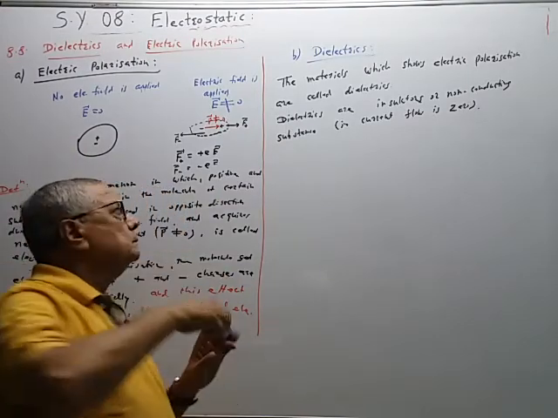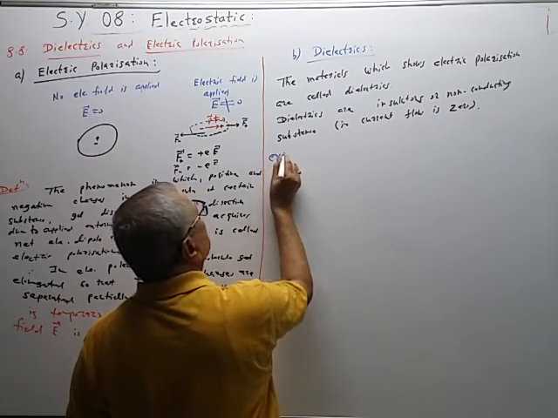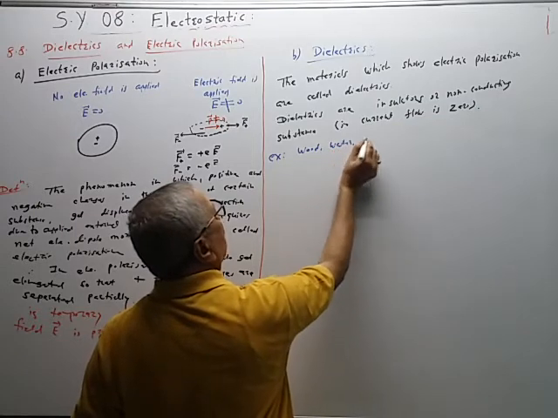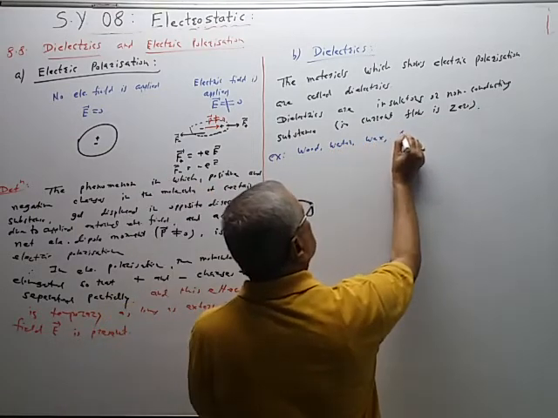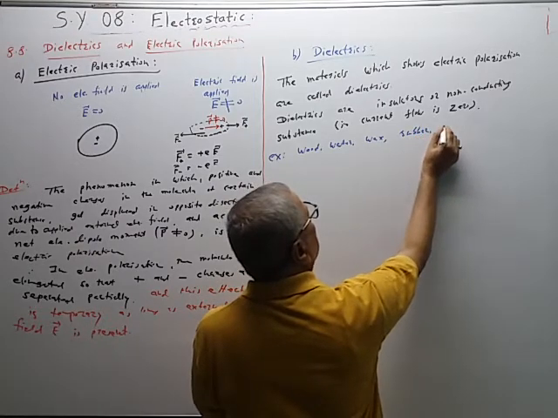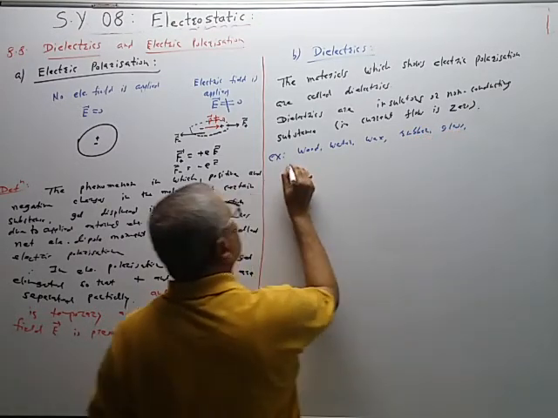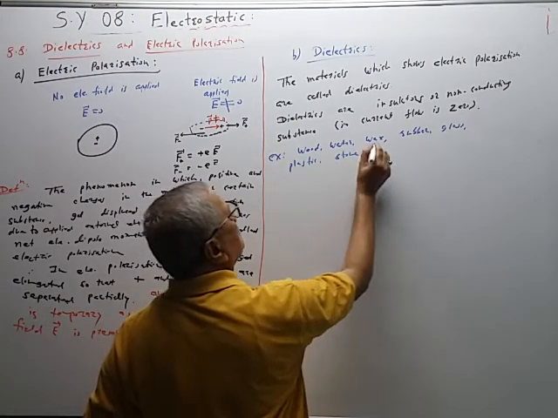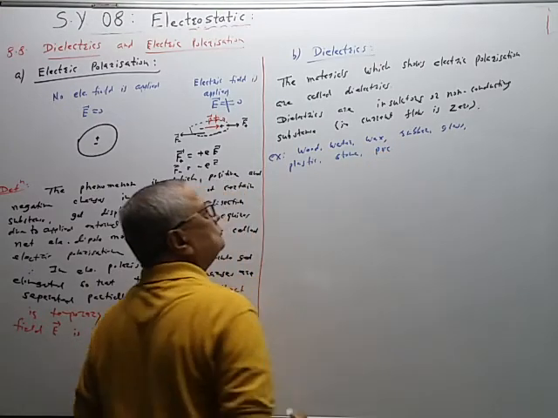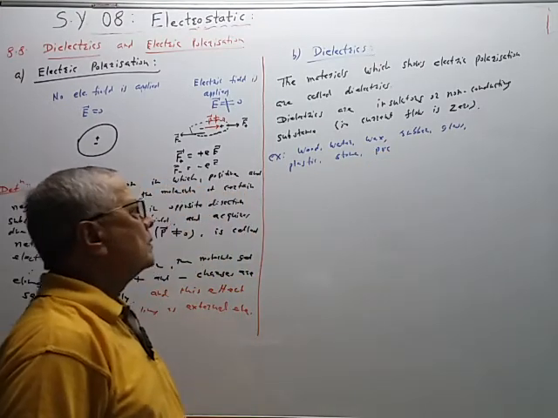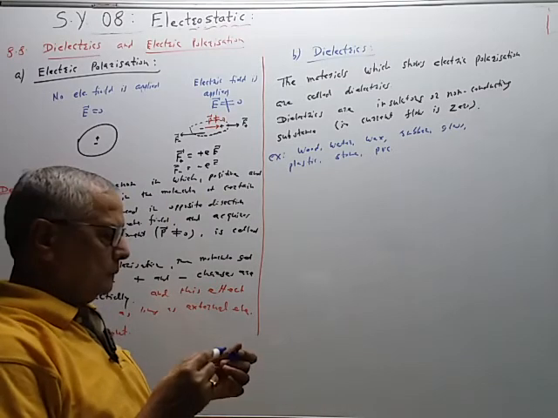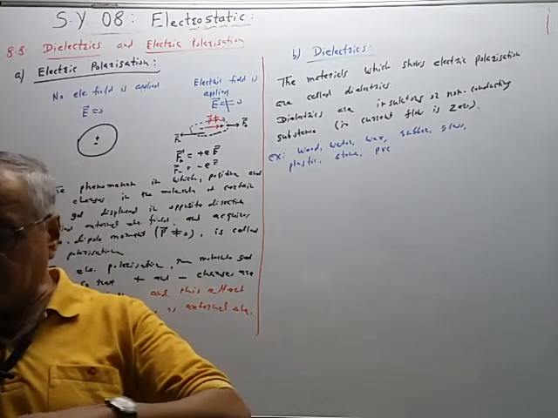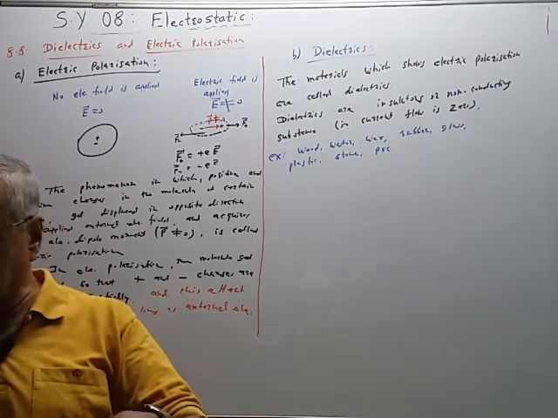Examples of dielectrics: wood, water, wax, rubber, glass, plastic, stone, PVC material, like this. So these types of material can be used as dielectric material.